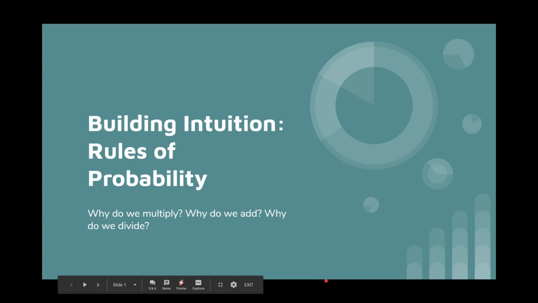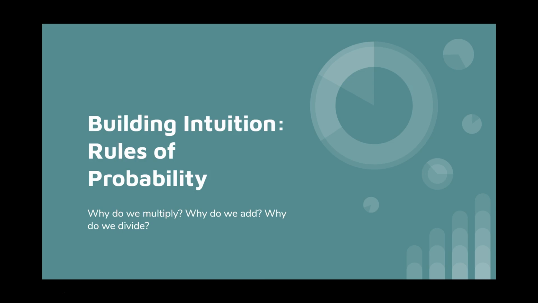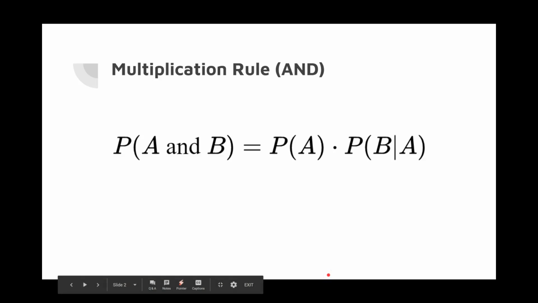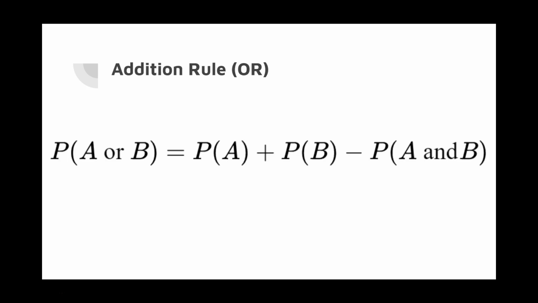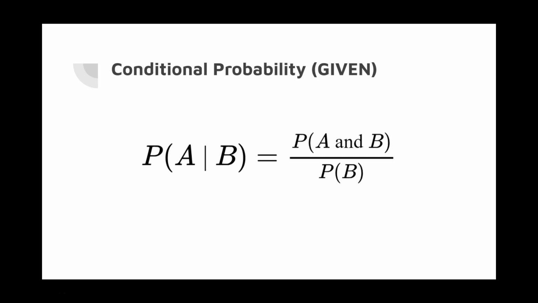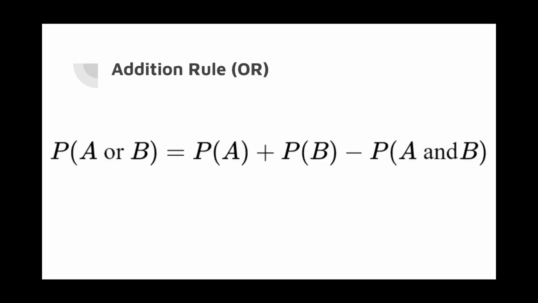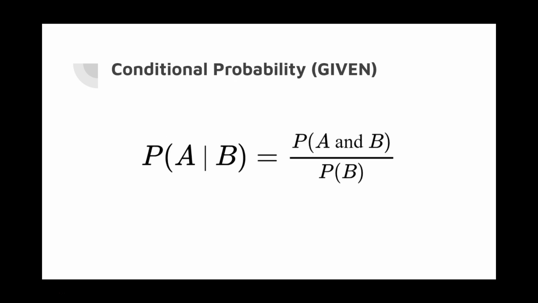So let's take a few minutes to build our intuition on some of these rules of probability. Why are we multiplying or adding? Where do these come from? Well, you've gone through and learned about these different rules. For example, the multiplication rule, the addition rule, and maybe even the conditional probability rule, or when something is given to us. But these formulas just look like symbols and letters, and where do they actually come from? Let's get a little bit of intuition about this.